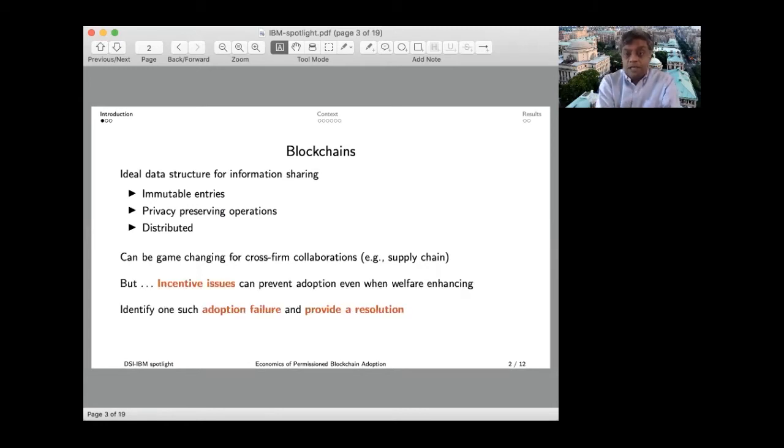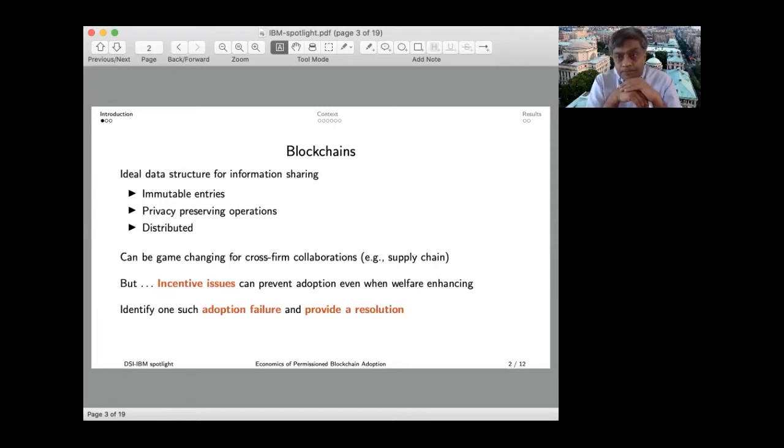The big problem is incentive issues. If all the entities on the blockchain were controlled by one particular decision maker, life is very simple, and there are benefits that accrue to this decision maker. But often on a blockchain, we are trying to bring together people who have different incentives and pool their information together. So what might happen is that overall the system benefits, but each entity does not get a fair share of this benefit. And as a result, there could be adoption failures. We identify one such adoption failure in the research that I'm going to delineate in the next few slides, and provide a resolution.